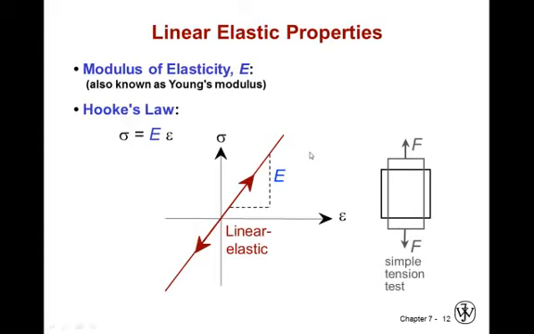A couple more elastic properties that we should discuss is the modulus of elasticity. Now, as we load a specimen and it exhibits a linear elastic curve, there is a certain slope to it, and that slope is the change in stress over the change in strain. And this is a material-specific property referred to as the modulus of elasticity. It's just the slope of stress versus strain in the elastic region. Sometimes it's also known as Young's modulus.